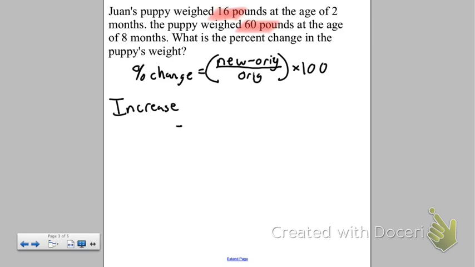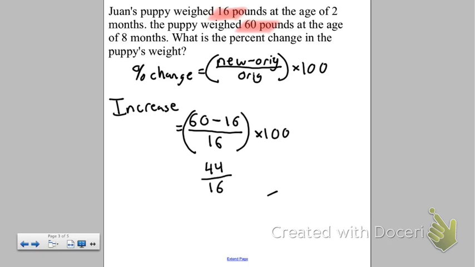So my new weight is 60 minus the original of 16, divided by 16, multiplied by 100. 60 minus 16 is 44, divided by 16, multiplied by 100. 44 divided by 16 is 2.75. 2.75 multiplied by 100 is 275% increase.